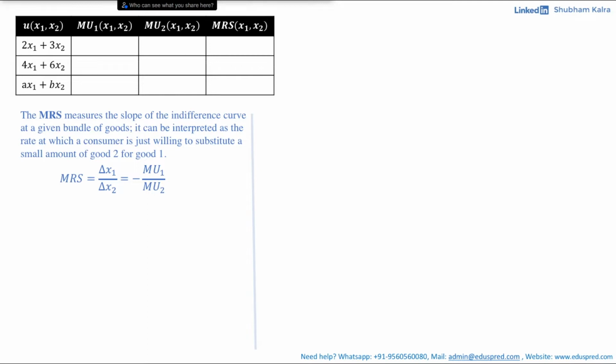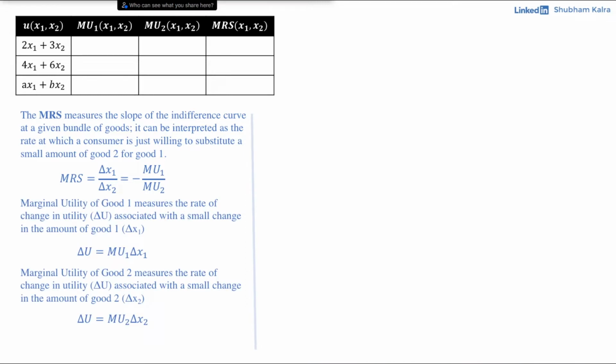Mathematically, your MRS is equal to the change in good 2 with respect to the change in good 1, where this triangle represents the change. And this is equal to minus MU1 divided by MU2. Now what do we mean by MU1 and MU2? Your marginal utility for good 1, or MU1, measures the rate of change in utility associated with a small change in the amount of good 1. Thereby, your delta U is equal to MU1 delta x1.